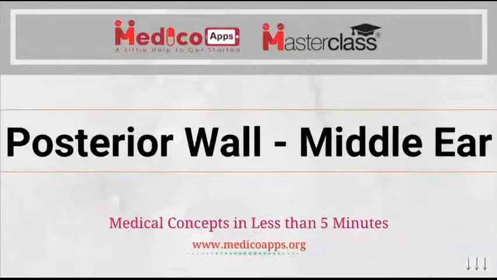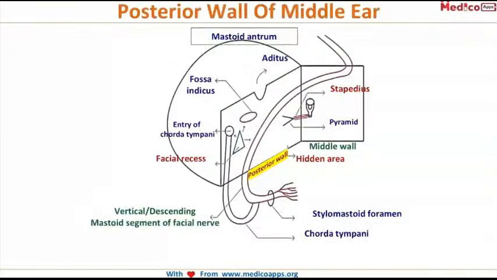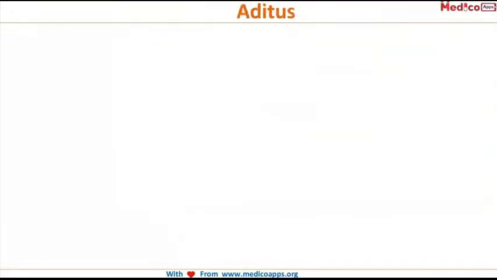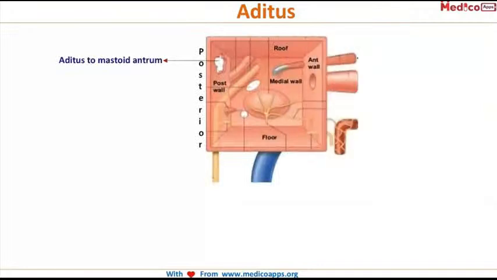Now let's proceed to the posterior wall of the middle ear. So this is the posterior wall. This is how it looks. See, this entire wall is my posterior wall of the ear. Let's understand all of these structures in detail. The first one we are looking at is the aditus. The aditus to the mastoid antrum is present like this on the posterior wall.